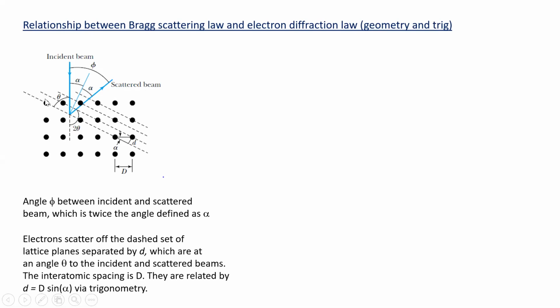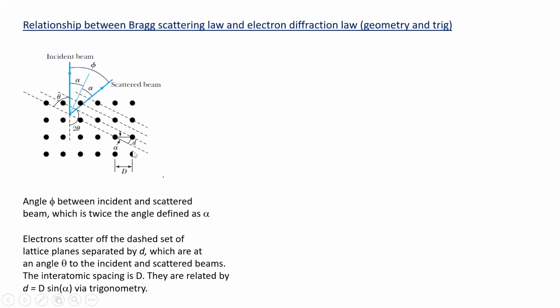And then, as in X-rays, electrons can scatter off of different sets of lattice planes. They don't have to scatter off of just the horizontal planes, but here they're scattering off of this set of dashed planes. This set of dashed planes is separated by a distance d, this little d here, and that set of lattice planes is at an angle theta to the incident beam, and also this angle right here is theta to the scattered beam. Meanwhile, the interatomic spacing itself, not between these lattice planes, but between the atoms themselves, is capital D.